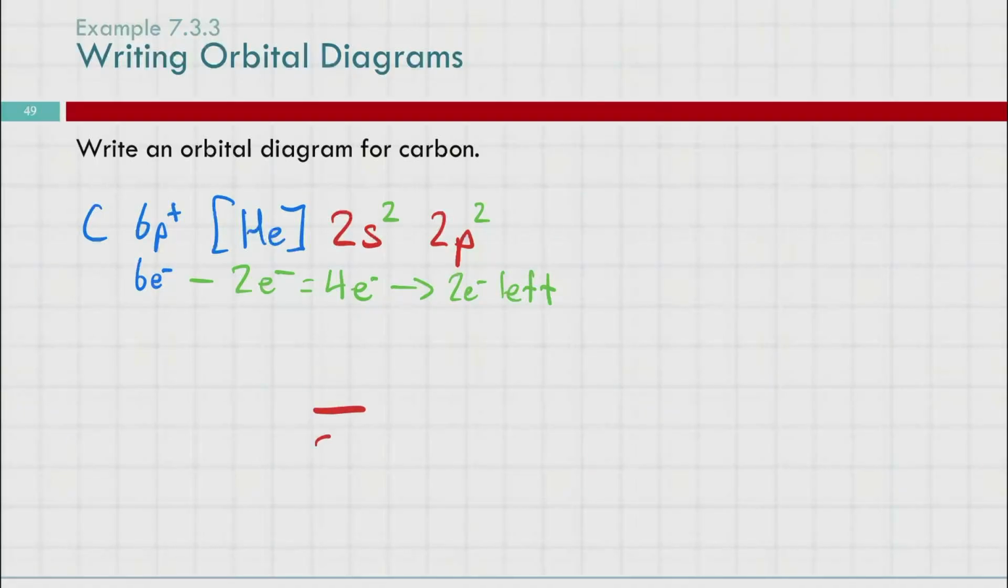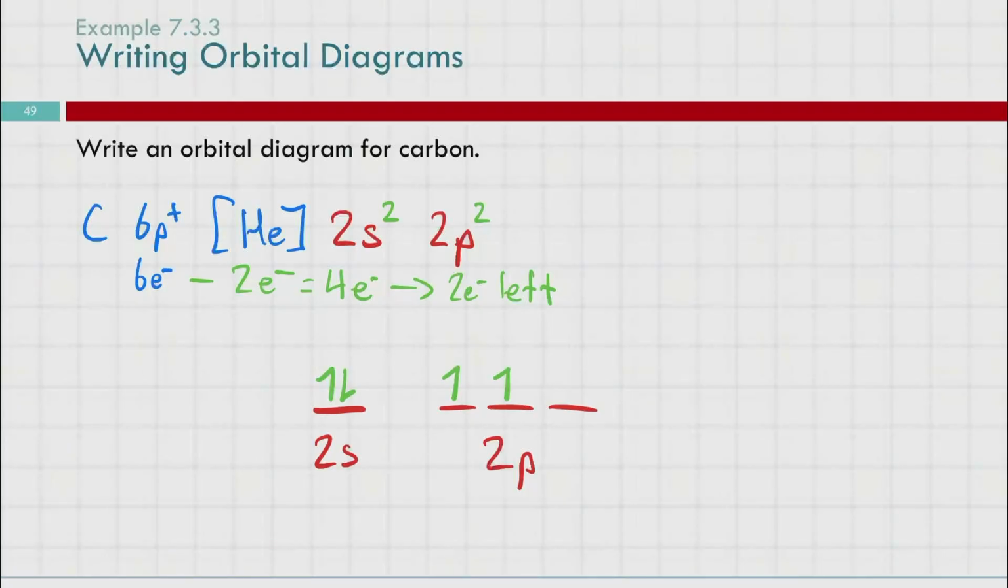We're going to draw out a box for our 2s, and for 2p, which comes after that, how many boxes are we drawing? 3 boxes for 3 orbitals, or 3 different dumbbell shapes. Our 2s was full, so we've got 2 electrons to place in there. We're going to place them up and then paired down. And for our 2p, we have 2 electrons. How are we going to place them? Up and up in separate boxes.